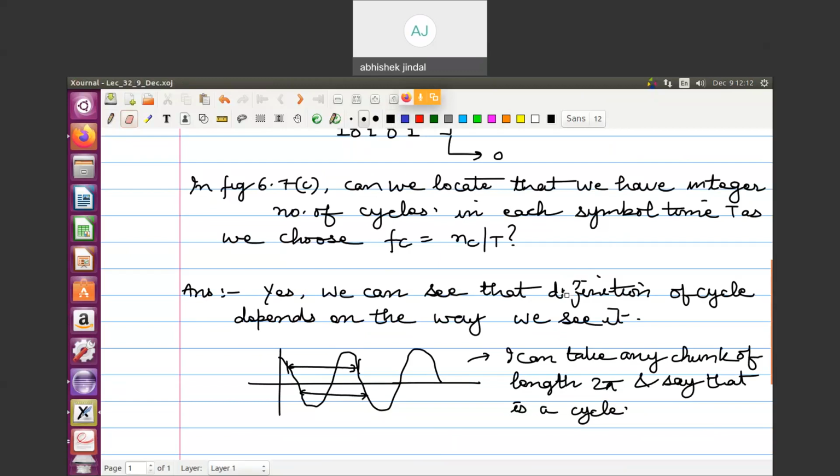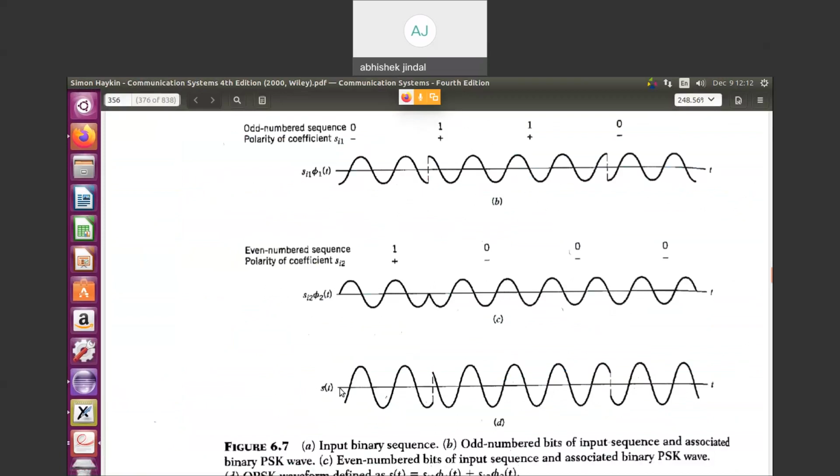So I feel that this might lead to some confusion. That's why I have just discussed it. Okay. So now you can see the figure again. So here, if I start from this point, then I have two cycles up to this point. Because this is one cycle and then this is one cycle. Same you can see for each of the symbol times. So this was one of the doubts.